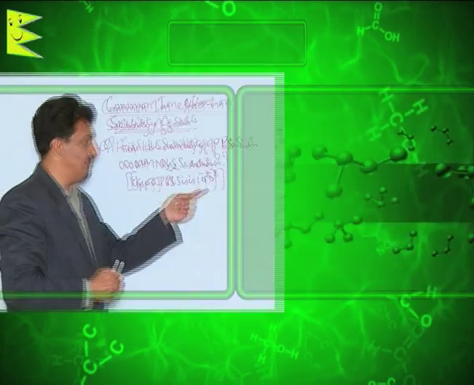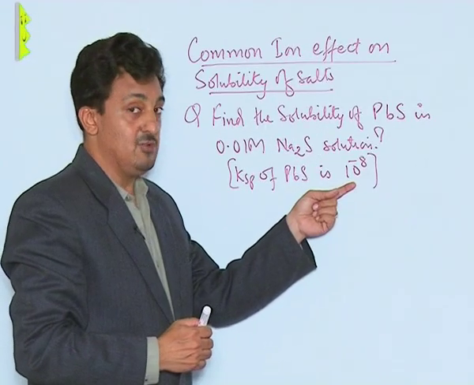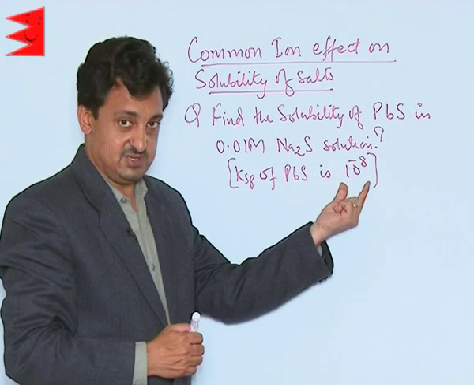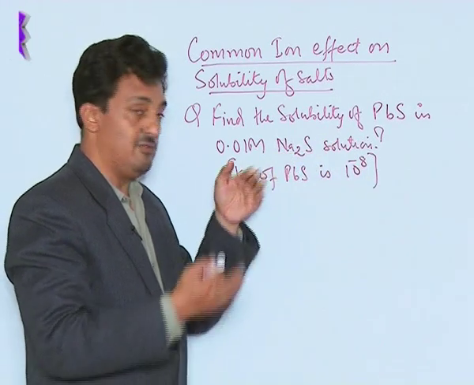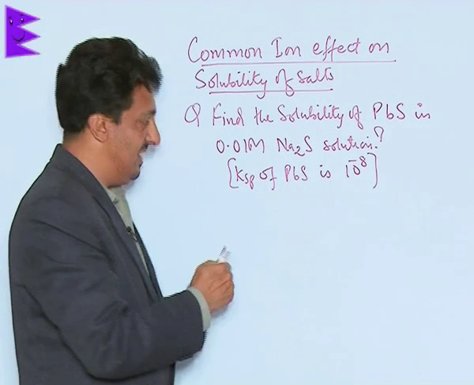From this Ksp we can find out the solubility will be 10 to the power minus 4, because it will be the square root of this. But now, in the presence of the sodium sulfide, it will become somehow less than this. How? Let us see this.